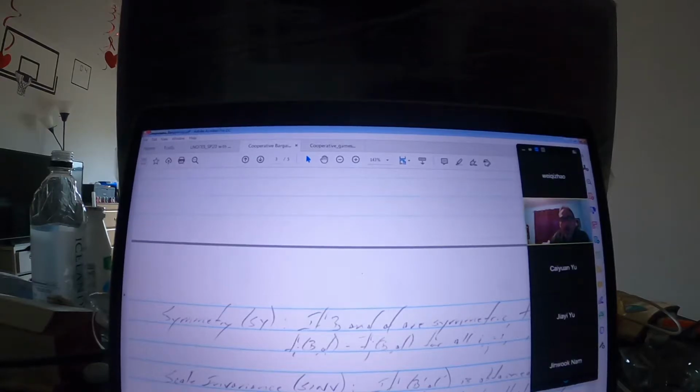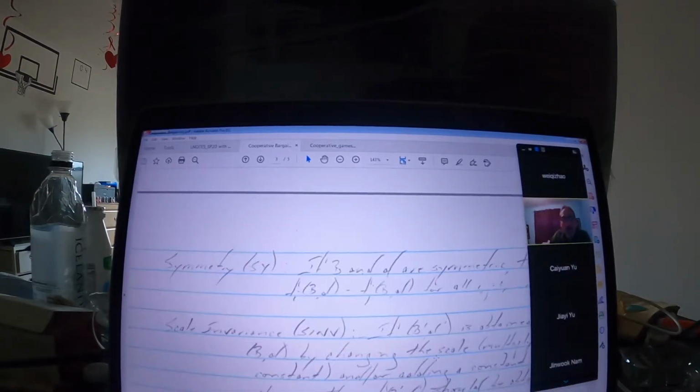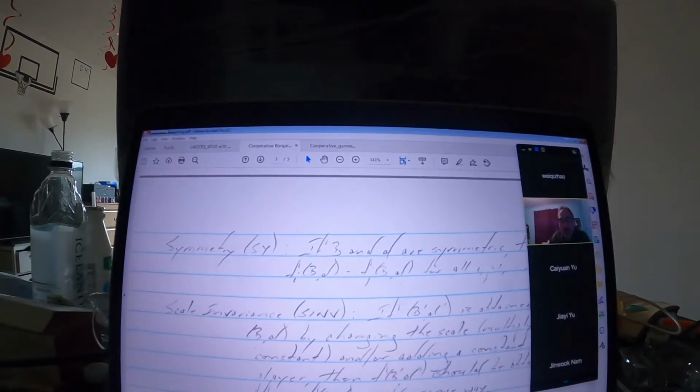Then the solution should just award everyone the same. Okay? So if they're in exactly the same positions, then they should be paid the same.